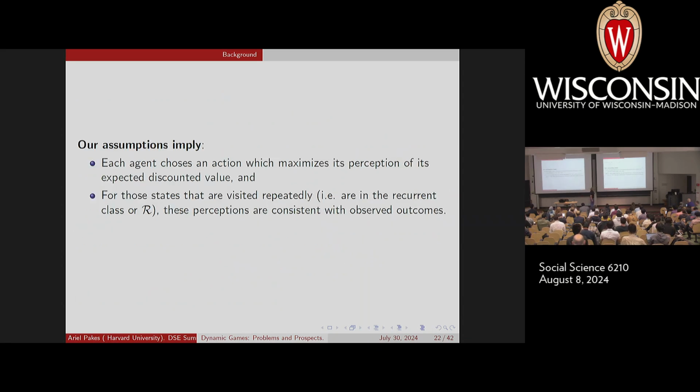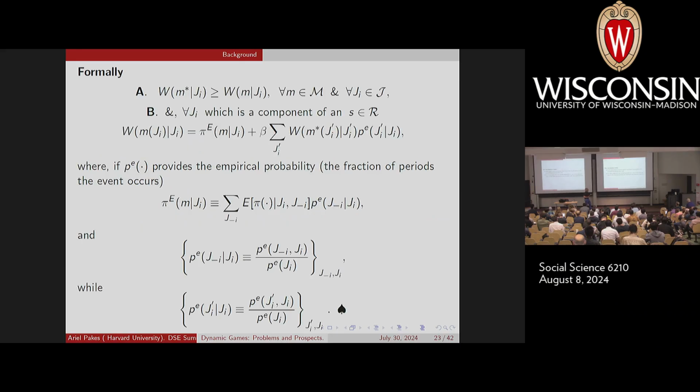Our assumptions: each agent chooses an action which maximizes its perception of the expected discounted value of future net cash flow. And for those states that are visited repeatedly, but not all states, the recurrent class of states, these perceptions are consistent with observed outcomes. His perceptions can only be based on his information set, because I have to make decisions conditional on my own information set. So there's going to be asymmetric information in this model. I don't know everybody's information, but somehow I do the right thing when I'm in the recurrent class, and I'll show you how.